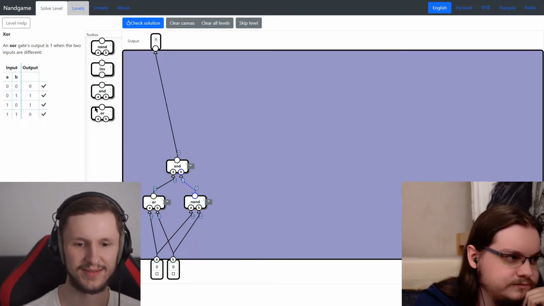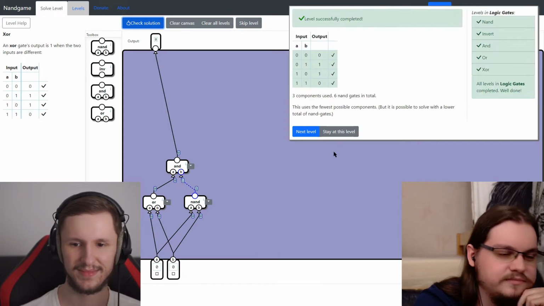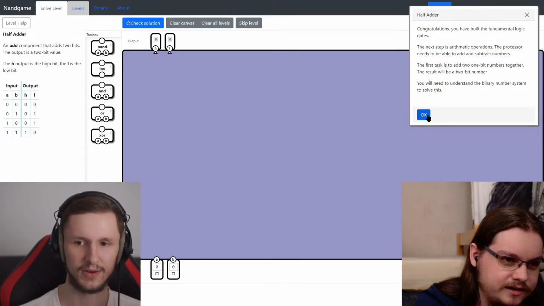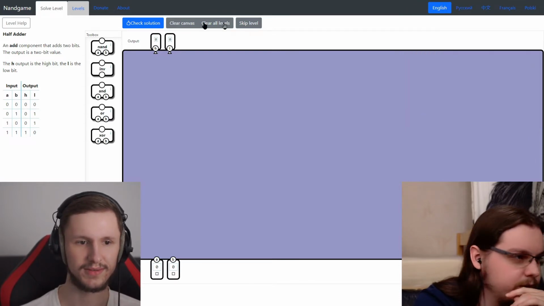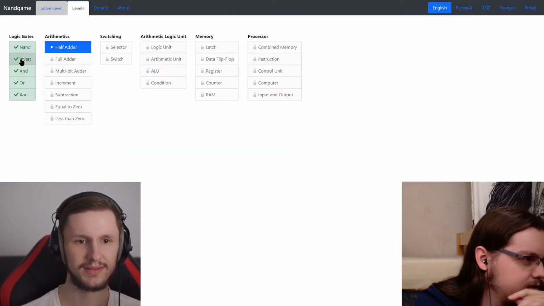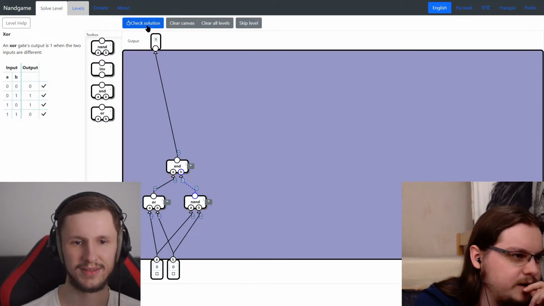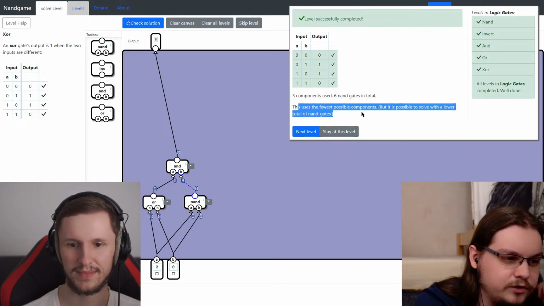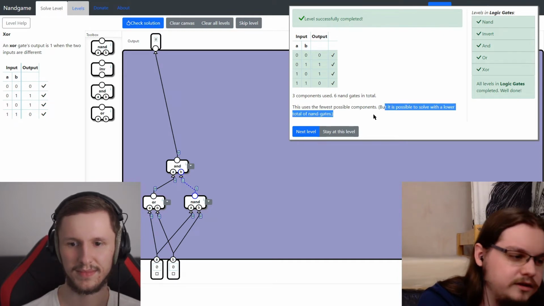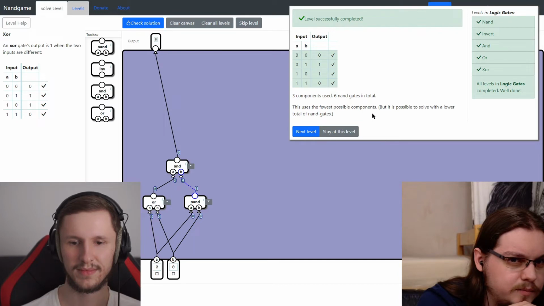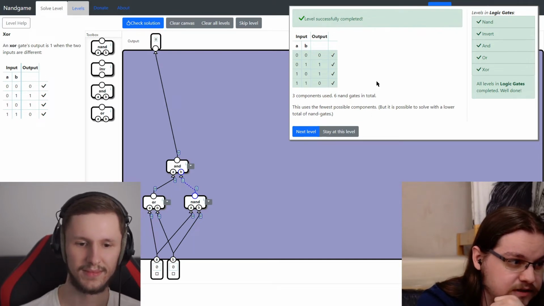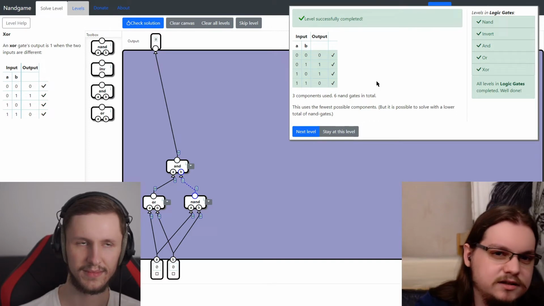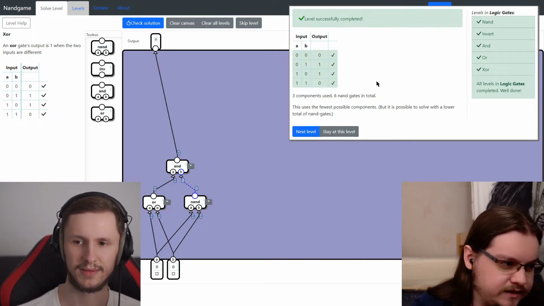Next level, a half adder. Oh, it's possible to solve it with a lower total. Interesting. I think this is the fewest possible components, but it's not solving with as few NANDs as possible. Probably because OR gates are relatively complicated in terms of number of NANDs. Probably.